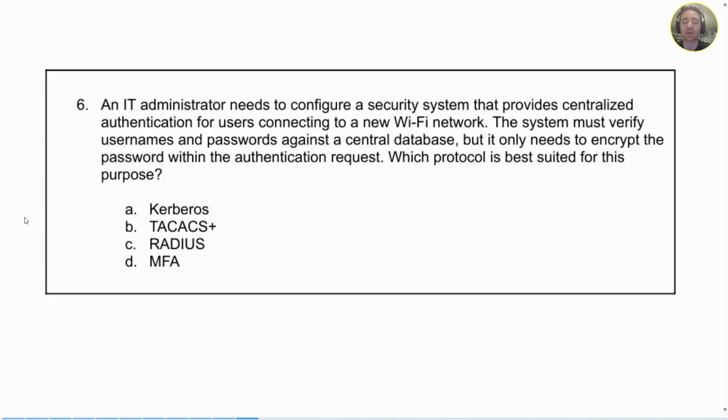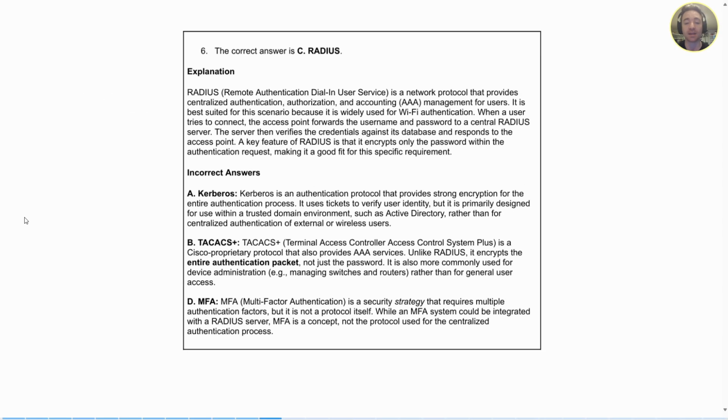The system must verify usernames and passwords against a central database, but it only needs to encrypt the password within the authentication request. Which protocol is best suited for this purpose? A. Kerberos, B. TACACS+, C. RADIUS, or D. MFA? Pause the video if you need more time. Your answer is coming in 3, 2, 1. Boom. It is going to be RADIUS, guys.